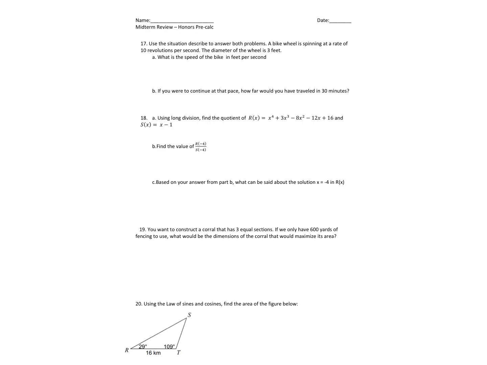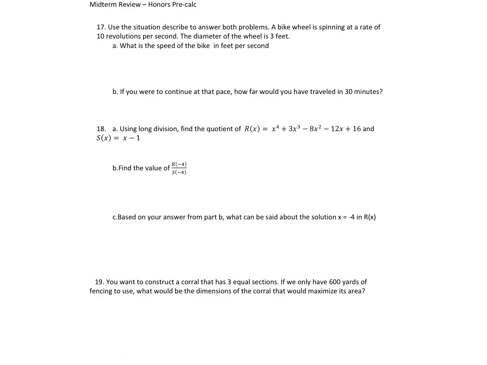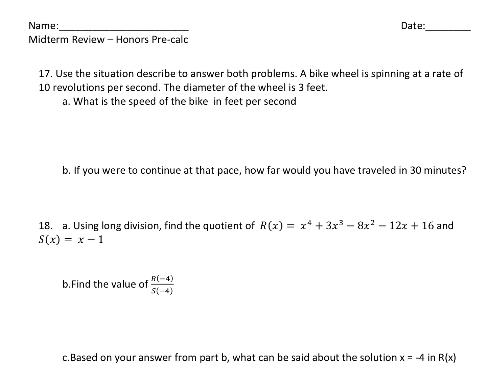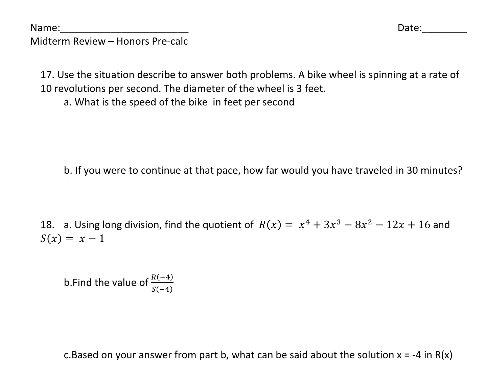All right, so now we have a sort of bike wheel rotation problem. So if I have a bike that's spinning at a rate of 10 revs per second, so remember it's making 10 full revolutions a second. The diameter of the wheel is 3 feet, which means its radius is 1.5 feet. What is the speed of the bike in feet per second?